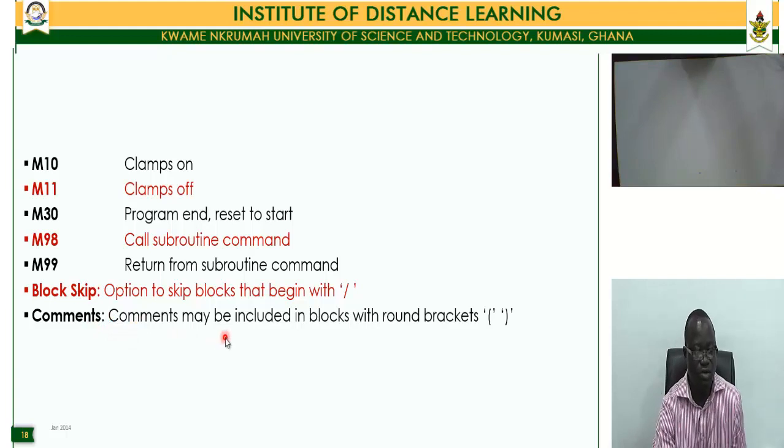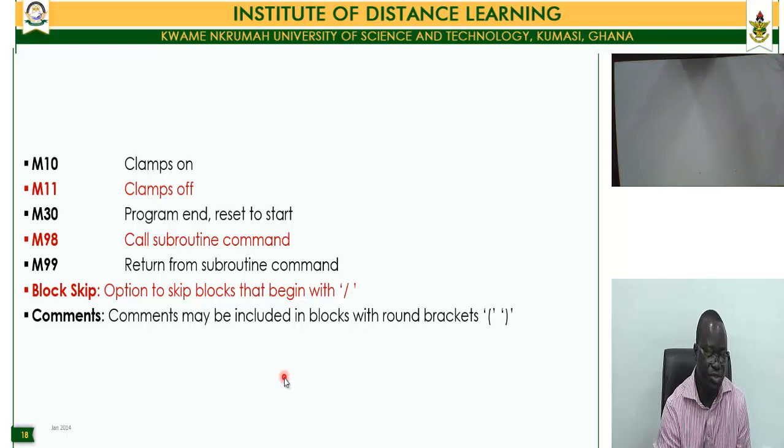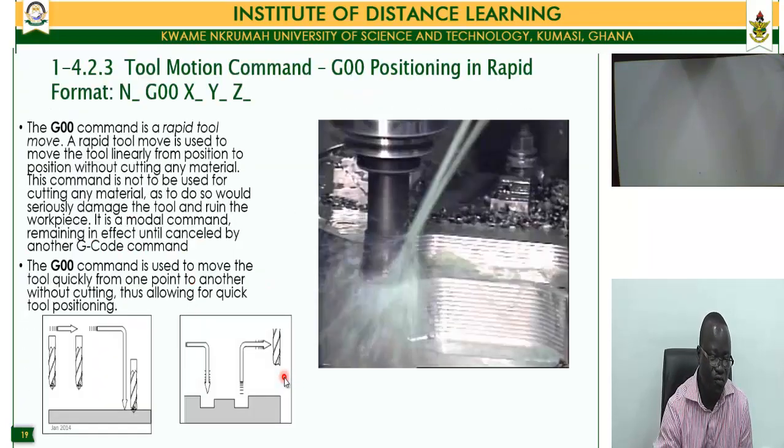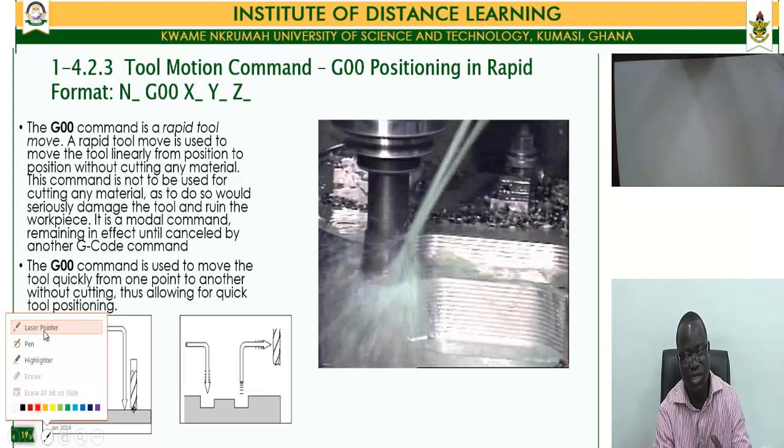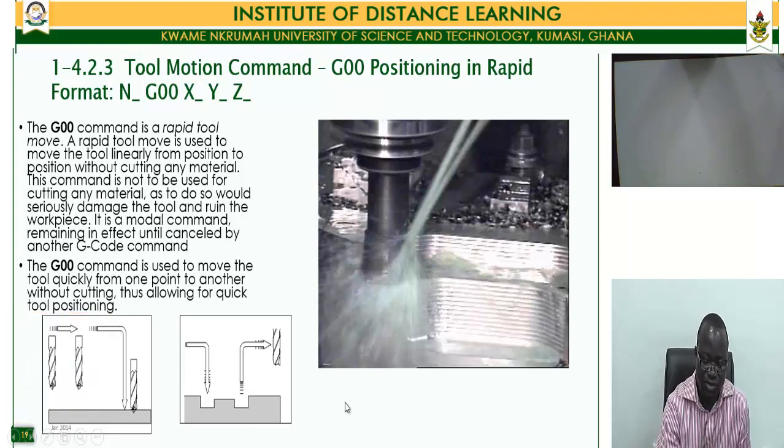Okay, so we're now going to look at the various commands, starting from the G codes, to explain them. The G00 command is a rapid tool move. You command the tool to move from its position that is away from the material it is cutting. So you use it to move the tool linearly from position to position without cutting any material.